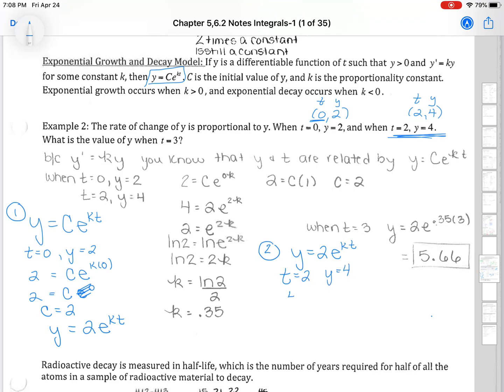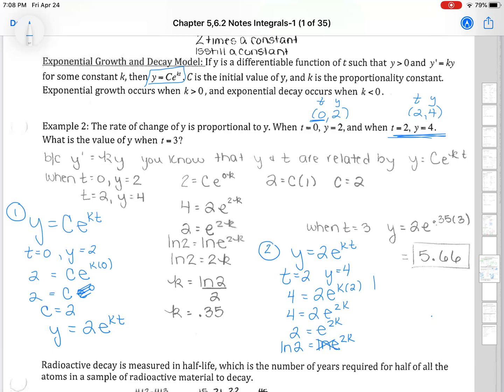So we have our equation so far: y equals 2e to the kt. Now what we're going to use is this second bit of information. When t is 2, y is 4, and we're going to sub it into the same formula. So 4 equals 2e to the k times 2. So 4 equals 2e to the 2k. Divide by 2, and we get 2 equals e to the 2k.